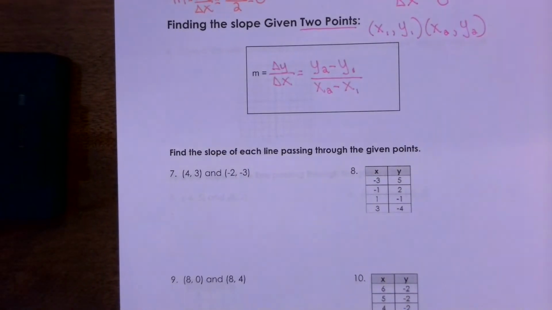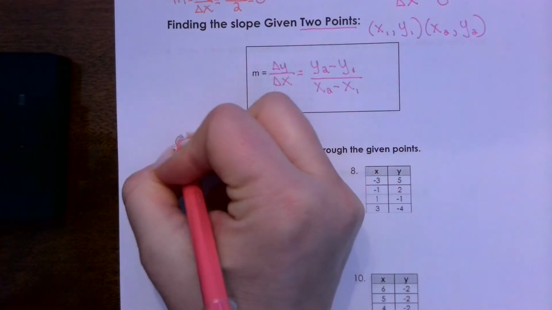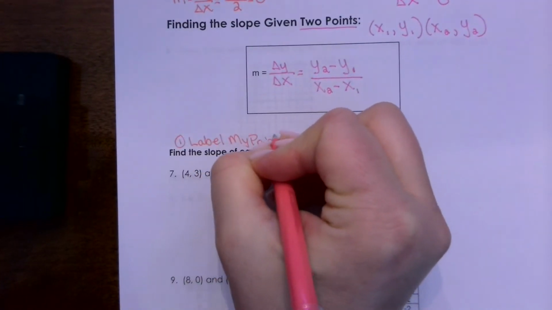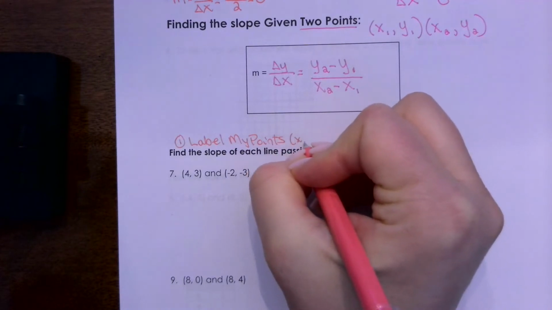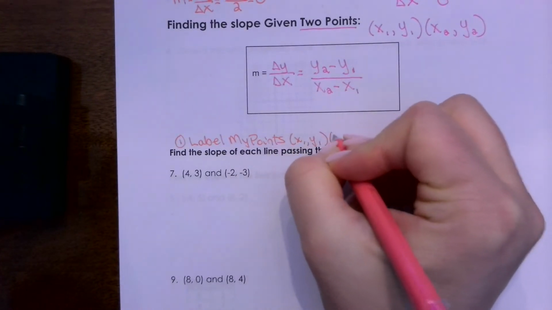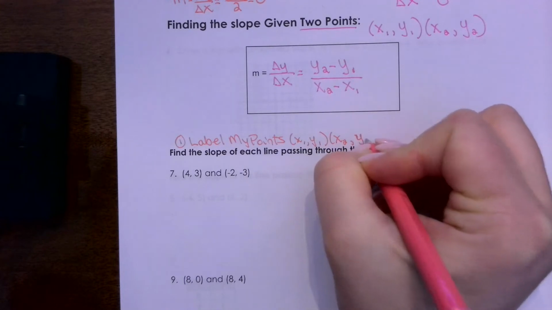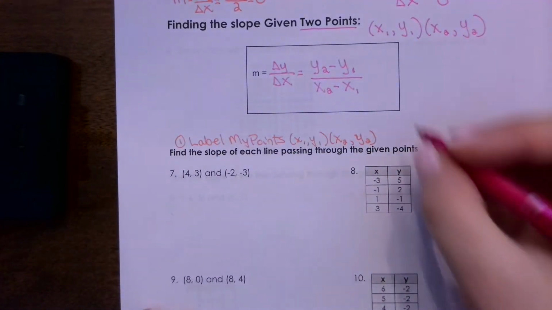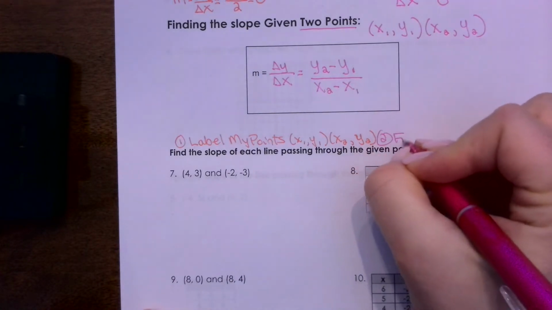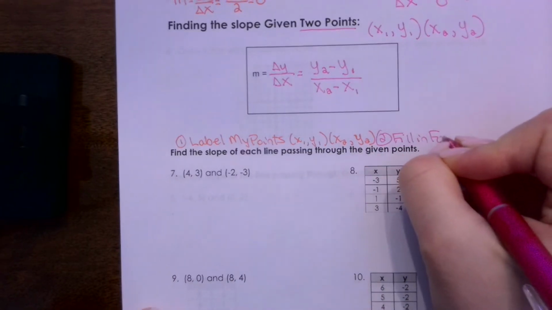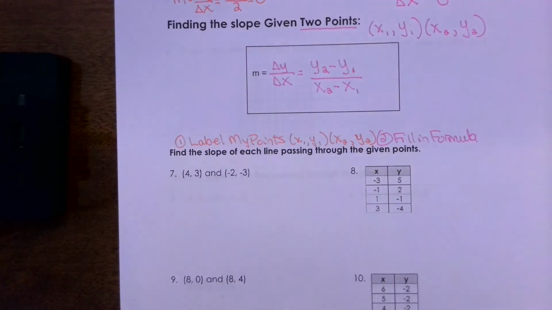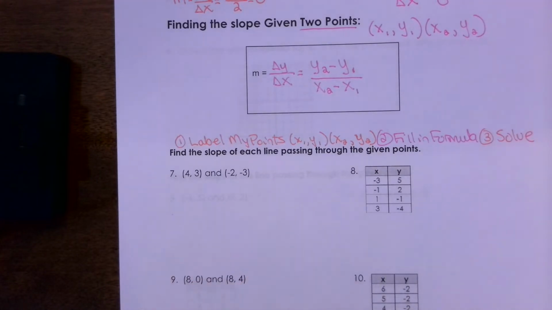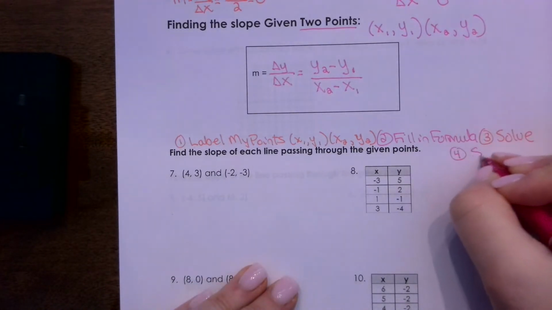The first thing I want to do when I solve these types of problems is I label my points as x1, y1, x2, y2. And I always do this so I don't lose track of the numbers I need to put in the formula. Then I fill in the formula. Then I solve. And of course, if necessary, I will simplify.